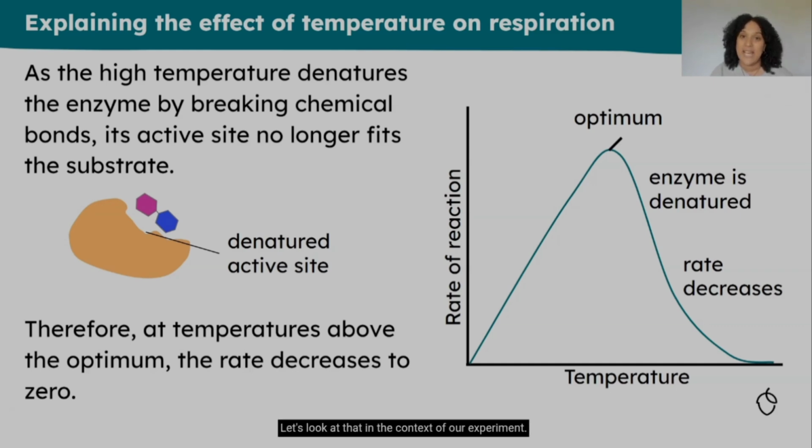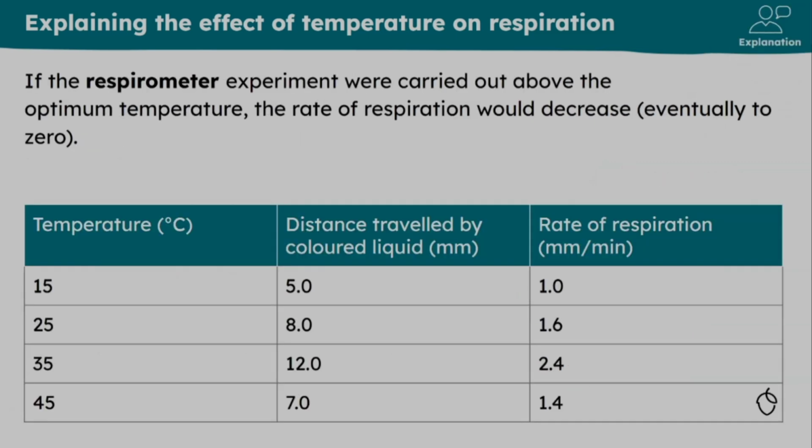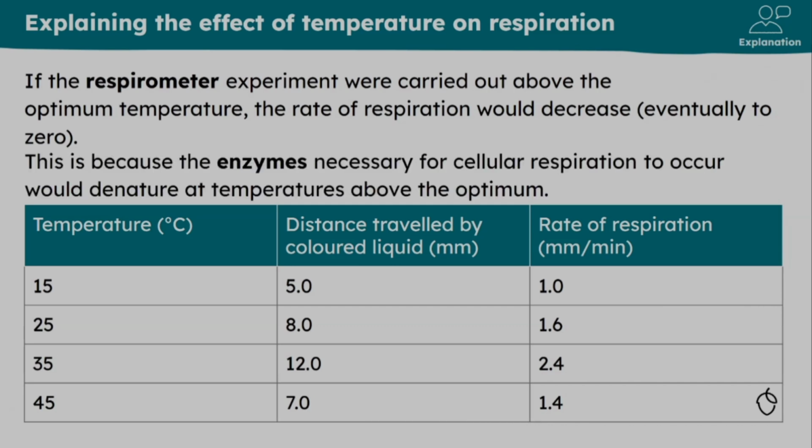Let's look at that in the context of our experiment. Here is a table showing the results of the respirometer experiment carried out at equal intervals between 15 and 45 degrees. I'll give you a few seconds now to read through the table to make sure that you understand it. If the respirometer experiment were carried out above the optimum temperature, the rate of respiration would decrease eventually to 0. This is because the enzymes necessary for cellular respiration to occur would denature at temperatures above the optimum.